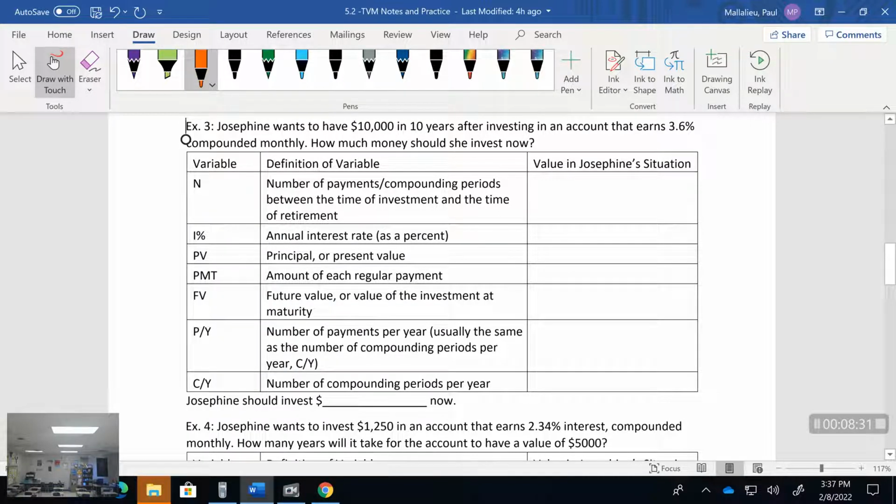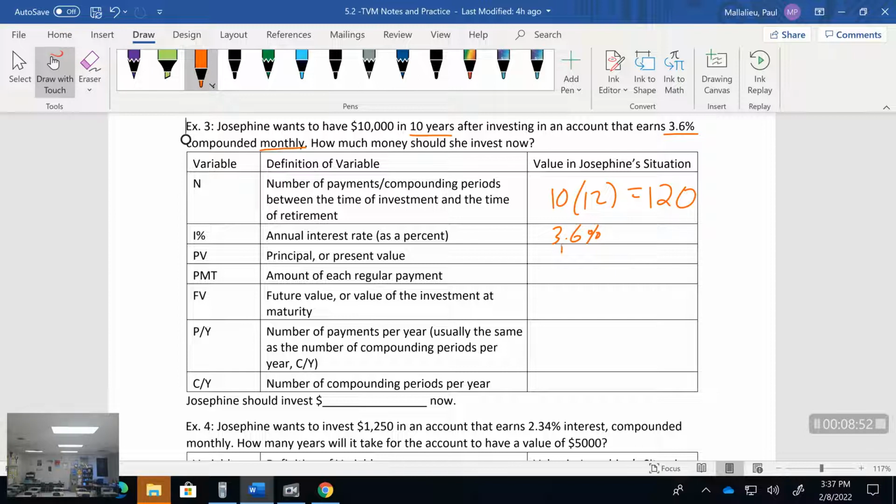So number of payments for number 3. It is 10 years, and it is monthly. So that would be 10 times 12, so we know that that's 120. Our percentage, or our rate, is 3.6%. The principal or present value. All right, so Josephine wants to have $10,000.